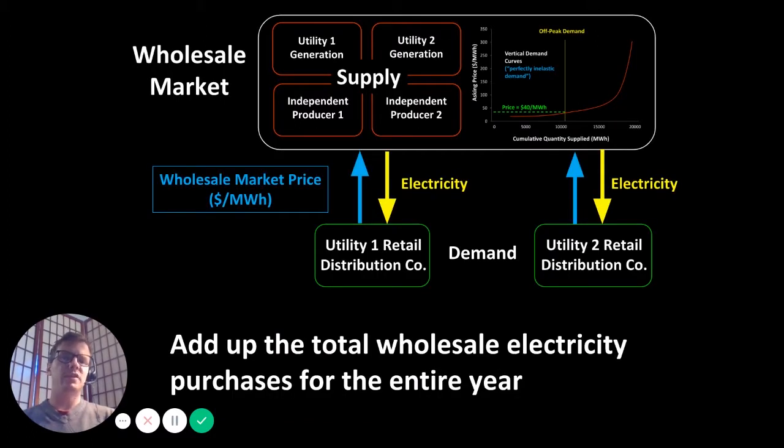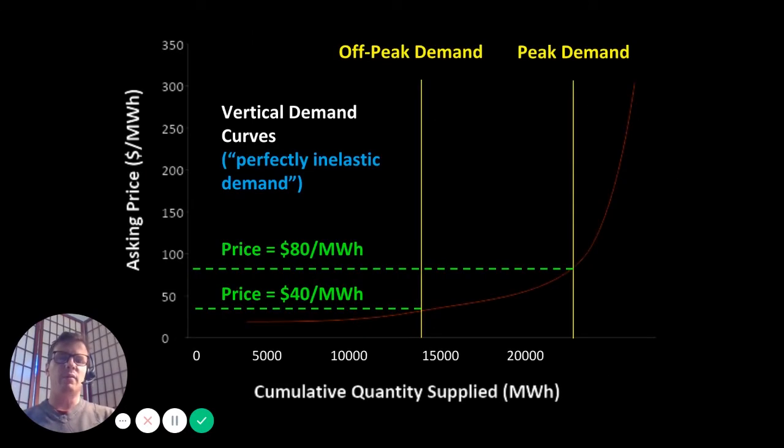So what we could do to estimate their fuel costs, essentially, or their variable costs, would be to add up the total wholesale electricity purchases that they make for the entire year. So every megawatt hour of electricity that they buy, and then we'd also need to know the price at which they're buying that. And again, in a competitive wholesale market for electricity, that price is going up and down all the time.